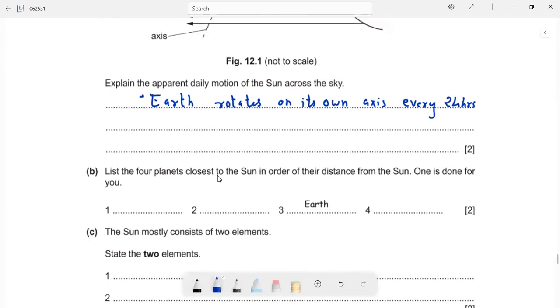List the 4 planets closest to the Sun in the order of distance from the Sun. One is done for you, Earth. So the third one is Earth. Next to Earth, that is Mars. And next to the Sun, it is Mercury. Next it is Venus.